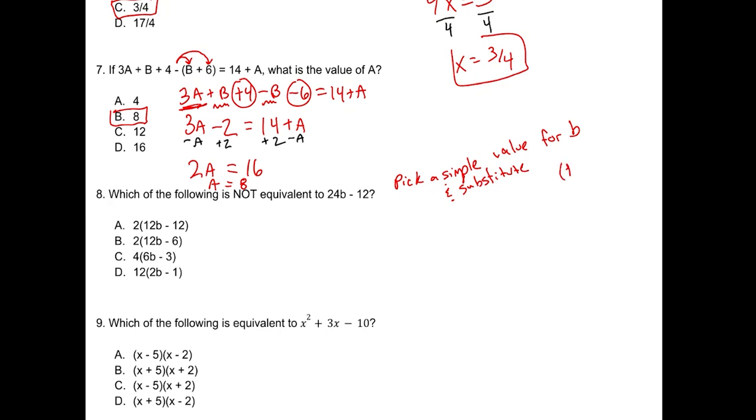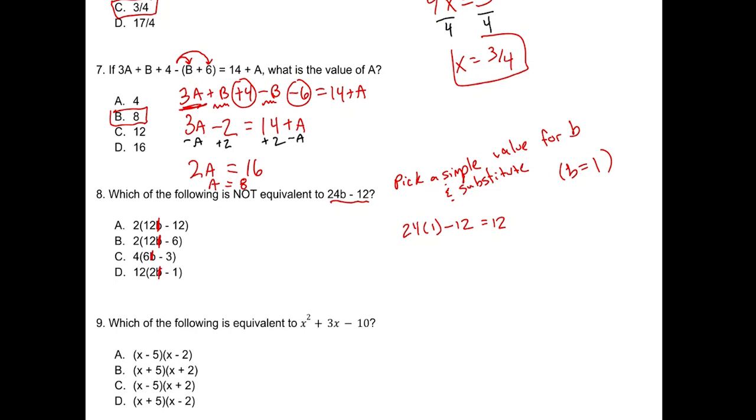I'm going to start with like b equals 1. And I'm going to substitute that into the original expression and then each answer choice and see which one is not the same. So if I plug in 1, I get 24 minus 12. And so 24 times 1 minus 12 is going to be 12. And so I'll go through and I'll plug in 1 into A, B, C, and D, and hopefully one of these will not equal 12. So basically, I'm going to plug in 1 here, here, here, and here.